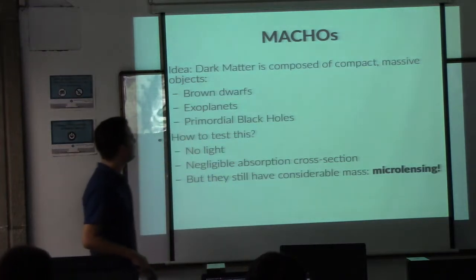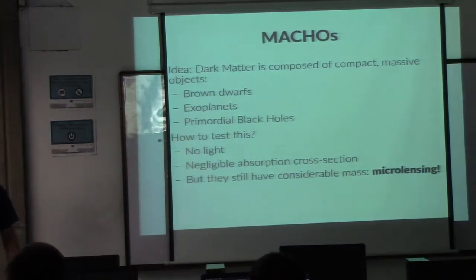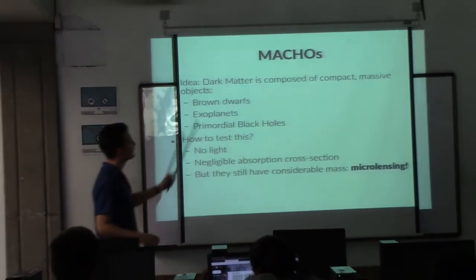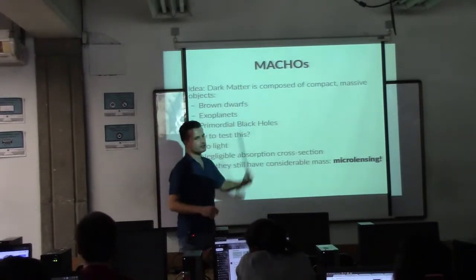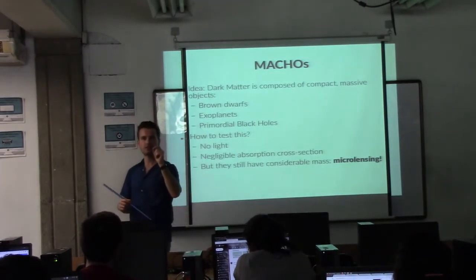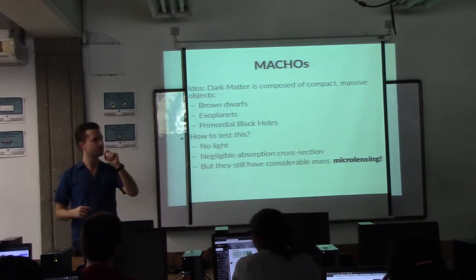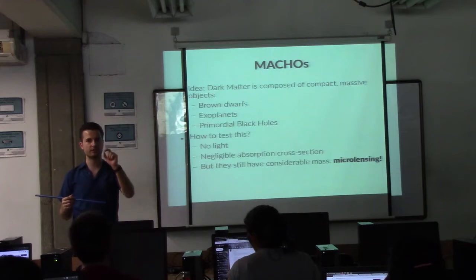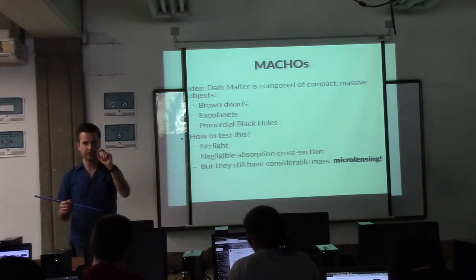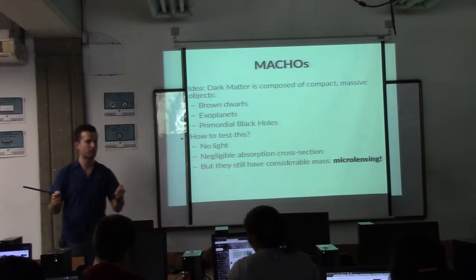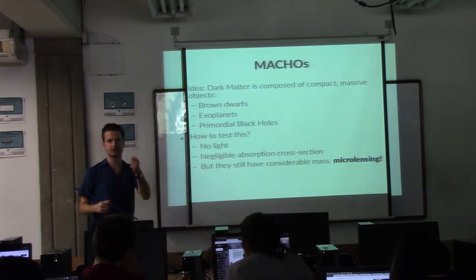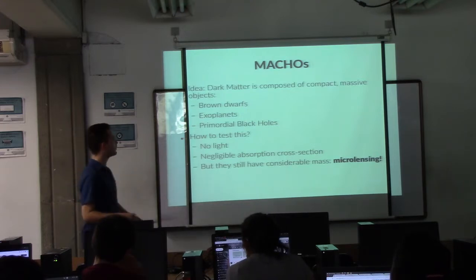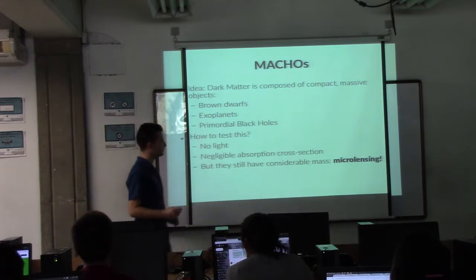Okay. And one of the first ideas for dark matter originally was that it is just composed of, so we know that dark matter is something that has weight, but we can't see it. So maybe it's just stars or planets that don't give out that much radiation. So we don't see them in optical telescopes, but still we see the effect of the mass. Or it could be also primordial black holes.